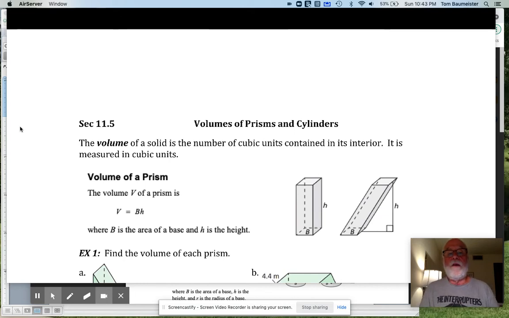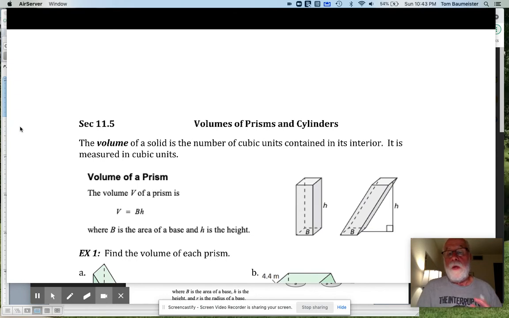Section 11.5 is volumes of prisms and cylinders. So the volume of a solid is the number of cubic units contained in its interior. It is measured in cubic units. The first one we'll see is the prism. The volume V of a prism is V equals capital B times H, where capital B is the area of the base and H is the height.